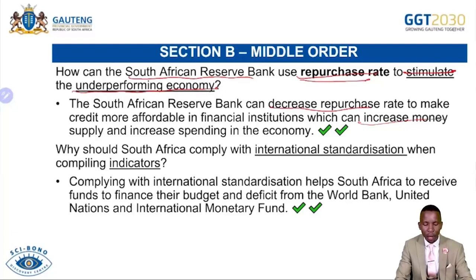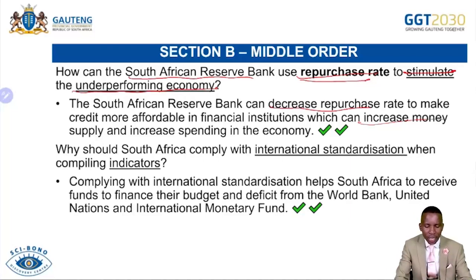Why should South Africa comply with international standardization when compiling indicators? Now, you know that you go straight to the social and economic indicators. You consider these three international organizations, which are the World Bank, United Nations, and IMF, International Monetary Fund. You check that South Africa is complying. It provides information on their database so that South Africa can easily be measured with other world countries in terms of growth and development. Then why should that be done?